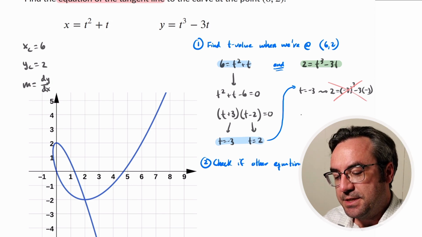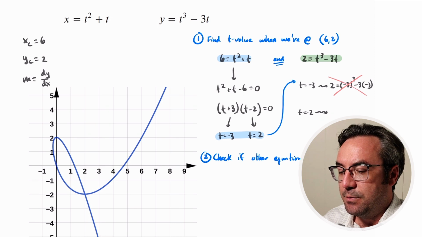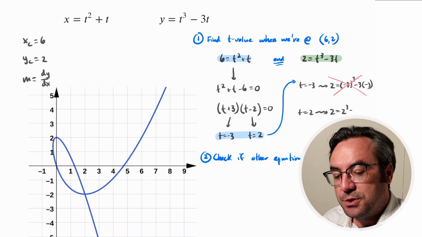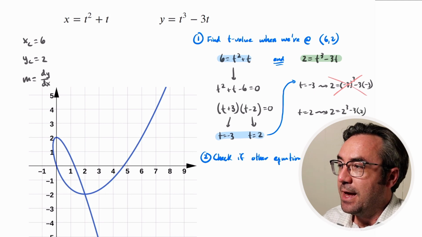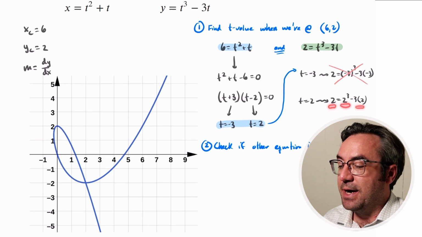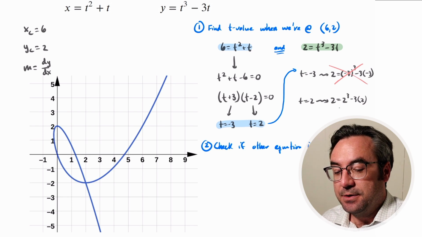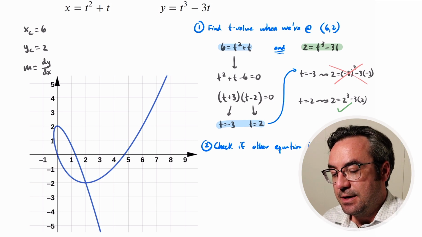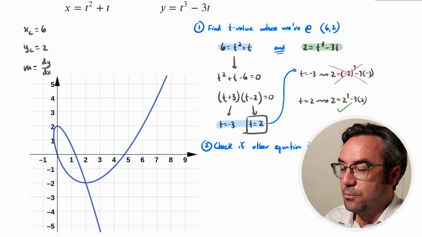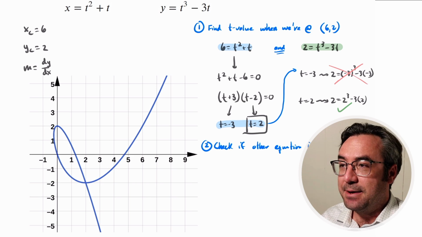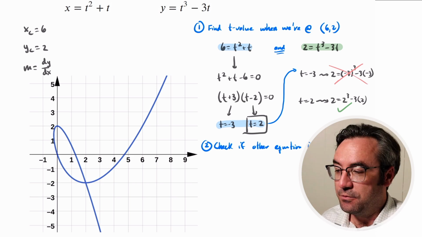Now what about the other one? Let's take t equals 2, plug that into our equation, and when we do that, we end up with 2 is equal to 2 cubed minus 3 times 2, and that checks out. 2 definitely is equal to 8 minus 6. So this one, check. So that tells us we've got a winner. t equals 2 is the time that we were looking for.